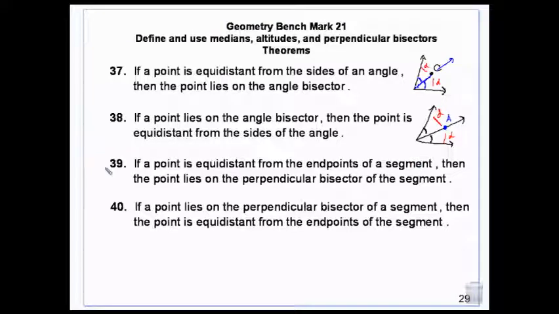For 39, if you have a segment and you have some point B, and the distance between the endpoints to B are the same, then you'll get a perpendicular bisector through that point.